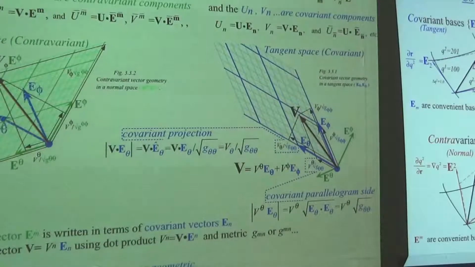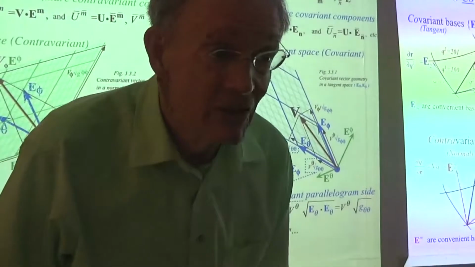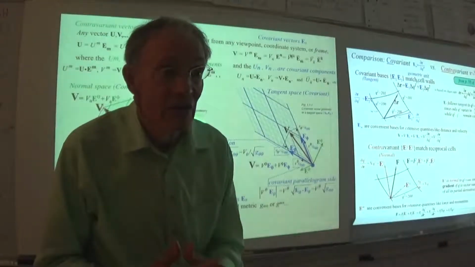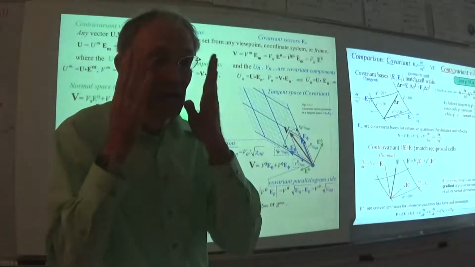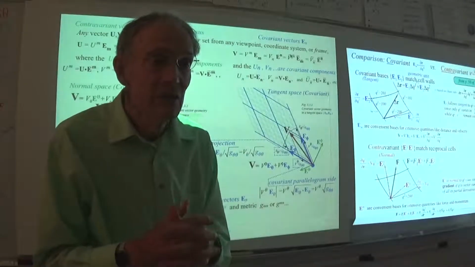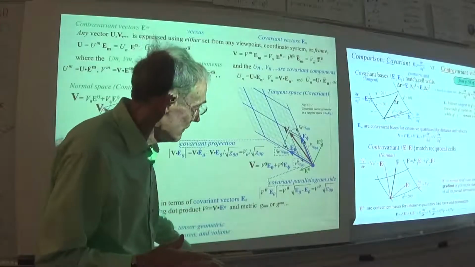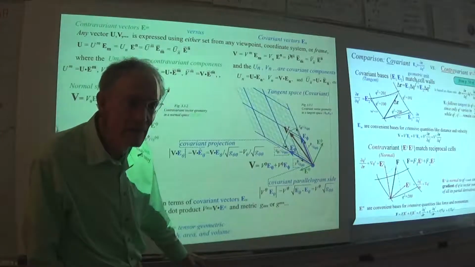Okay, let's see if there's anything else. Yeah. Oh, yeah. Go ahead. This product, whether it is contravariant, covariant, or vice versa, looks like we would be left with just some number instead of a vector.